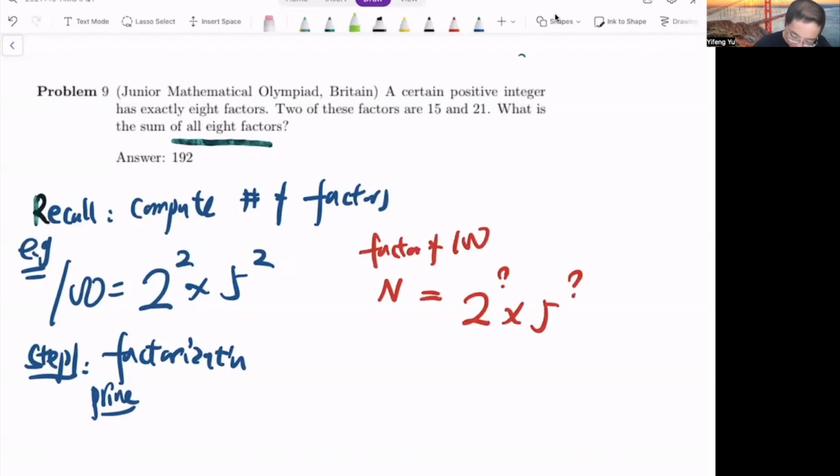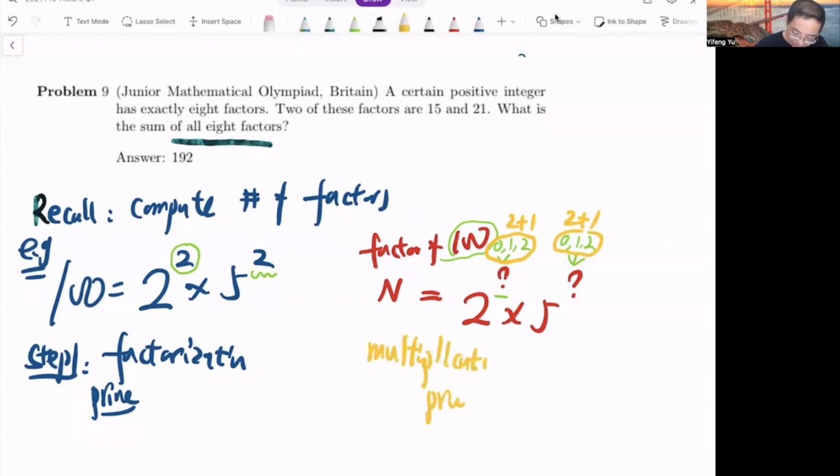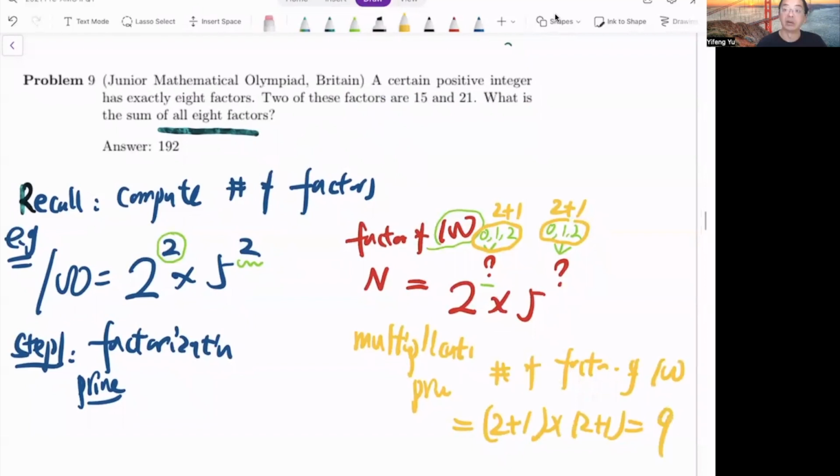Then we ask, what could be the power of 2? Because it's a factor of 100, and for 100 the power is 2, this one cannot go beyond 2. So it is 0, 1, 2. And how about this? Similarly, this cannot go beyond 2, so again it is 0, 1, 2. That means here we have 3 choices, 2 plus 1 choices, and here again 2 plus 1 choices. Using the multiplication principle, the number of factors of 100 equals 2 plus 1 times 2 plus 1, which equals 9.